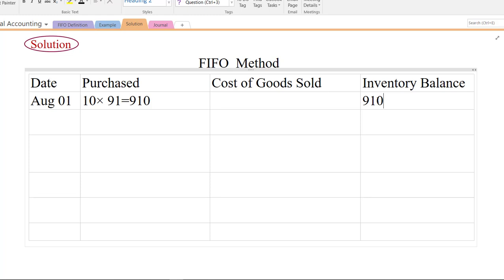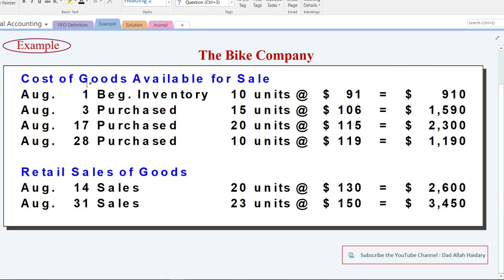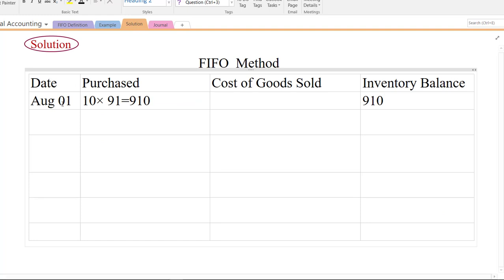So after August 1st, students, the second we have is on August 3rd. On August 3rd, there is a purchase of 15 units with the cost of 106 USD. 15 units are purchased when? On August 3rd. So I will write it here, August 3rd, which is the date, and here I will write the number of units.